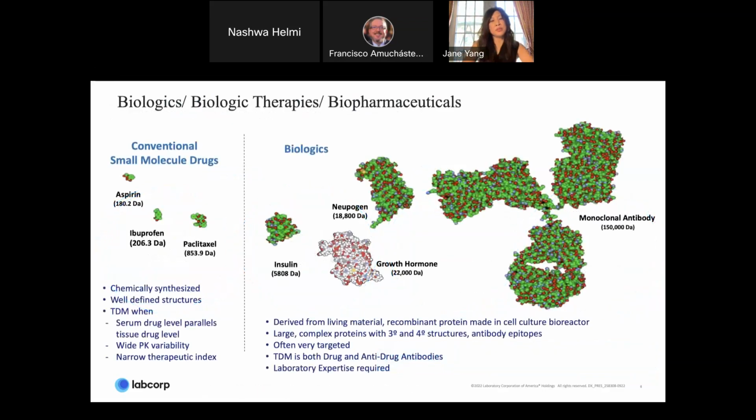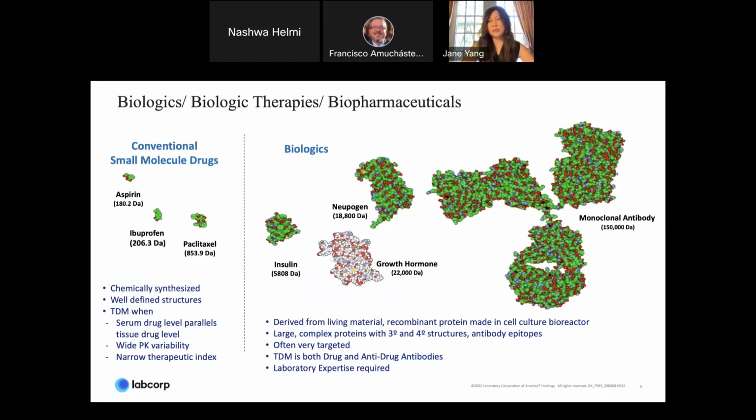These diagrams are really here just to demonstrate the vast differences between conventional small molecule drugs, which are on the order of hundreds of daltons in size, versus biologics. Here we see the TNF inhibitors are on the order of 150 kilodaltons. So not only are biologics 1,000 times larger in size, but biologics are also often proteins, and it's important to remember that proteins have tertiary and quaternary structures that are very important to their function.